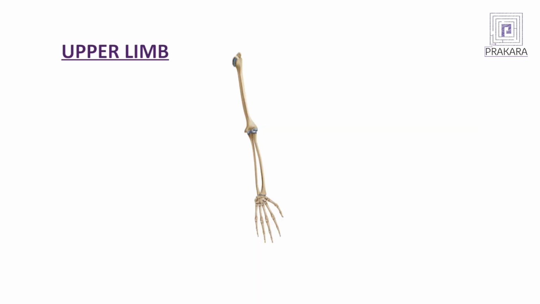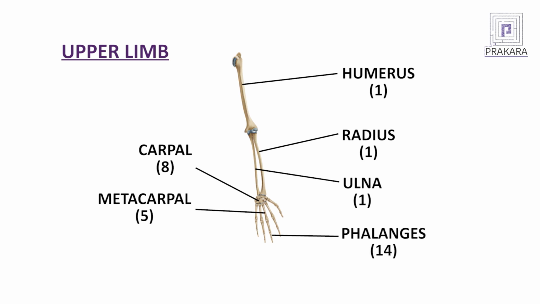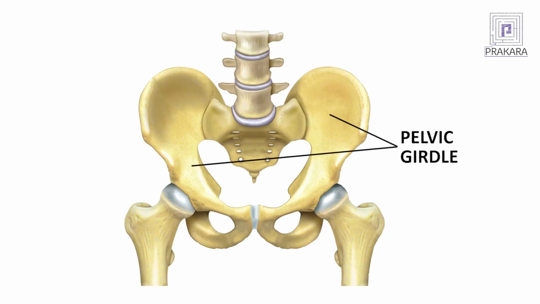Each upper limb comprises 1 humerus bone, 1 radius, 1 ulna, 8 carpal bones in the wrist, 5 metacarpal bones, and 14 phalanges in the hand.